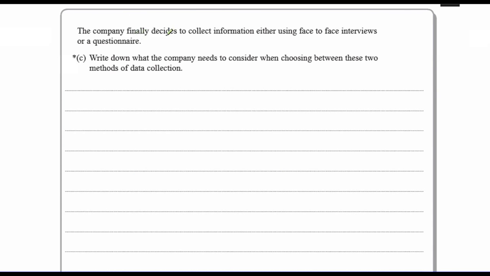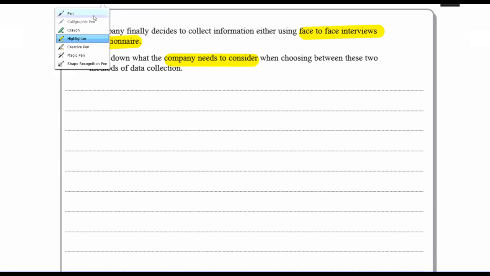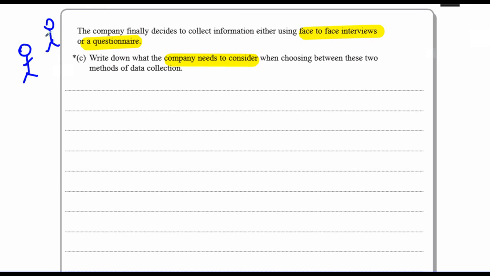The company finally decides to collect information either using face-to-face interviews, so talking one-on-one, person to person, or questionnaire. Write down what the company needs to consider when choosing between the two. So they've not decided which one yet, but they know that they're either going to do face-to-face interviews with people and get information from them firsthand, or they're going to hand out questionnaires to people and try and get them back. 2 options. Okay, so we need to talk about each one, say which is better.